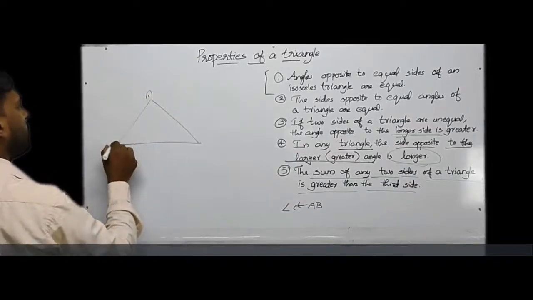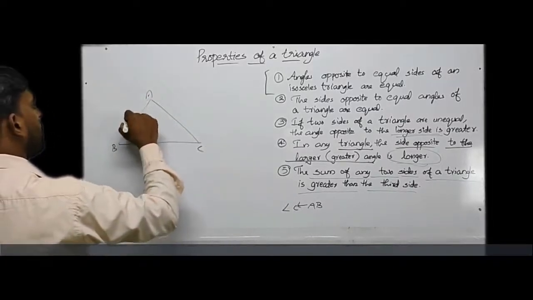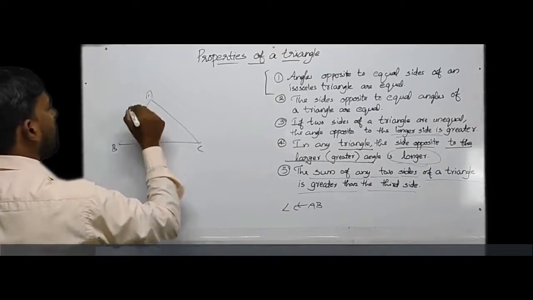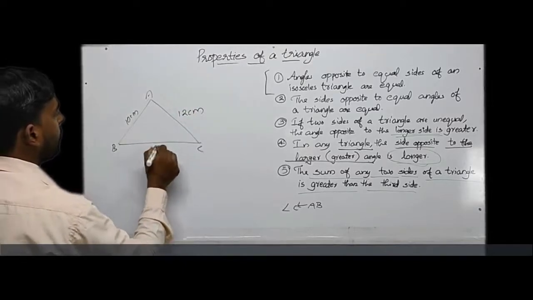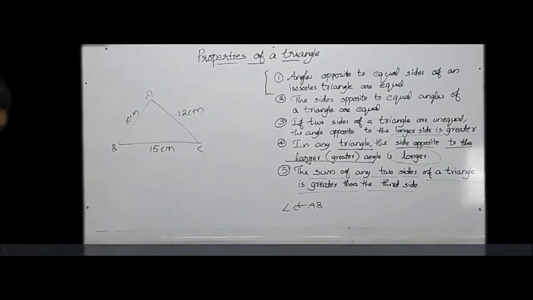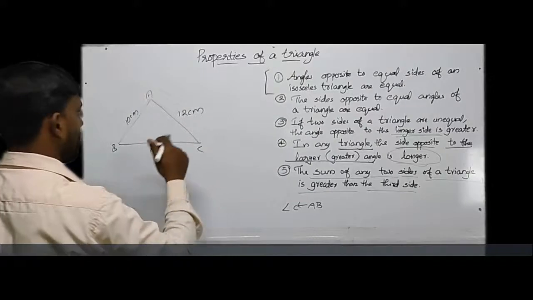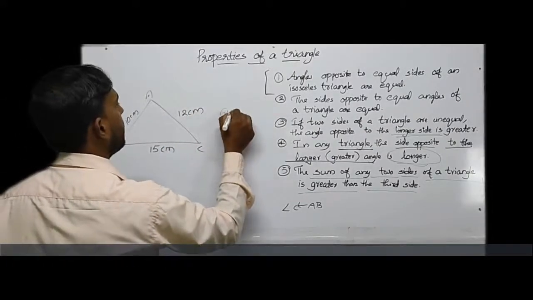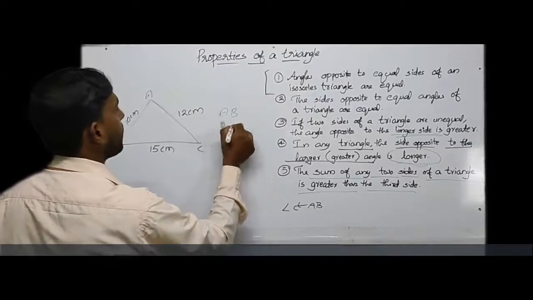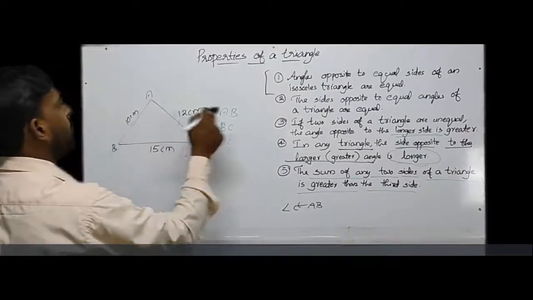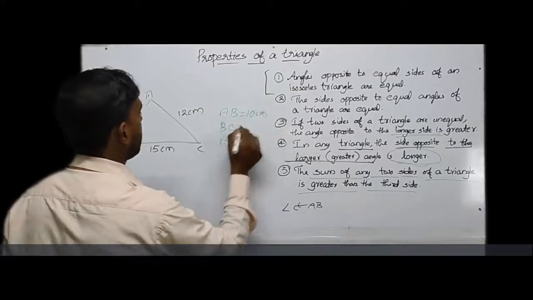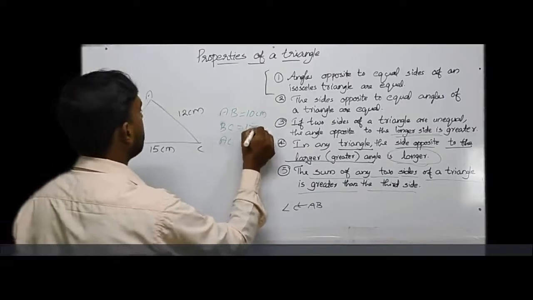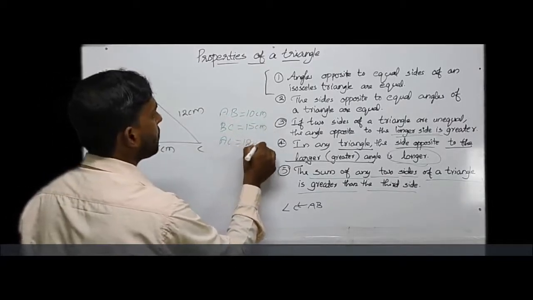Name it as ABC. So here it can be 10 centimeter, it can be 12 centimeter, it can be 15 centimeter. We already know a triangle has three sides. The sides of this given triangle are AB, BC and AC. AB is 10 centimeter, BC is 15 centimeter, AC is equal to 12 centimeter.